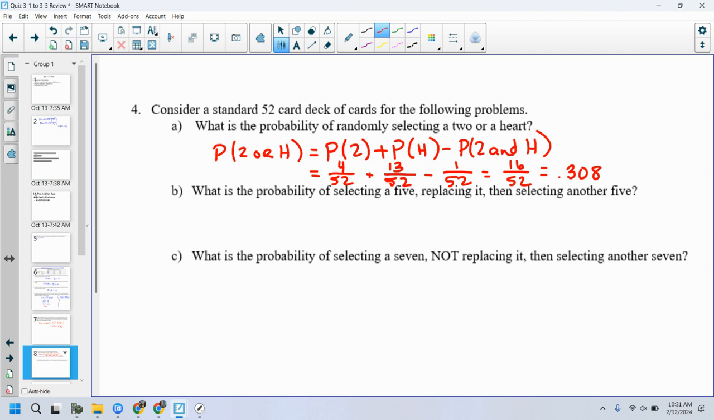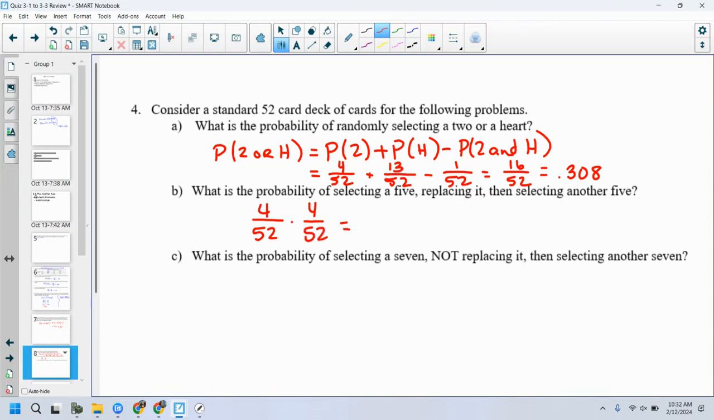What is the probability of selecting a 5, replacing it, then selecting another 5? Okay, so what's the probability of the first 5? How many are there? 4 out of 52. Now, because I replaced it, the probability of me selecting that second 5? 4 out of 52.